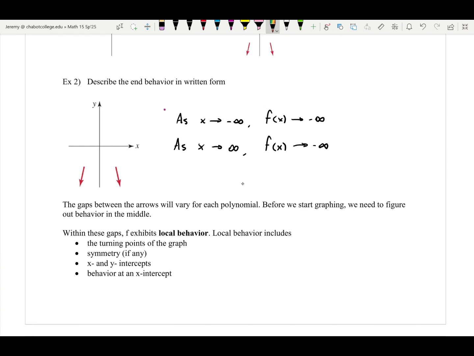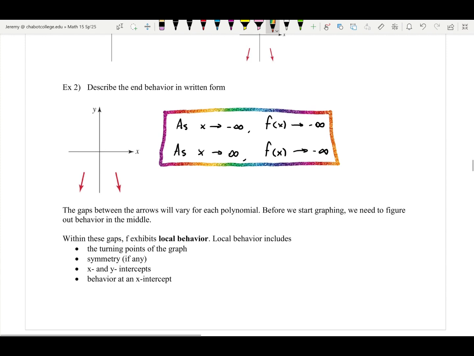All right, so this is the notation that we use to describe end behavior. Hopefully you did this in your college algebra class, but some college algebra classes don't do this, so I figured I'd outline it. One other question, we're not really asked about this, but what can we sort of deduce about the degree and the leading coefficient based on this picture?